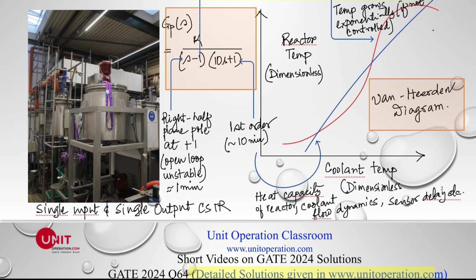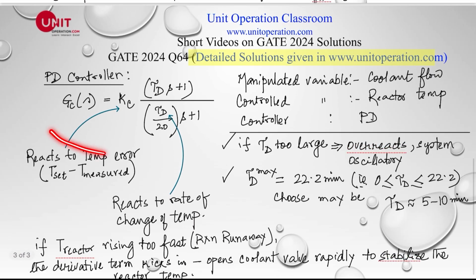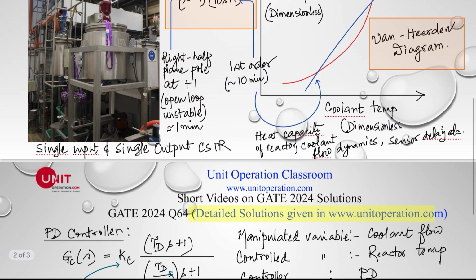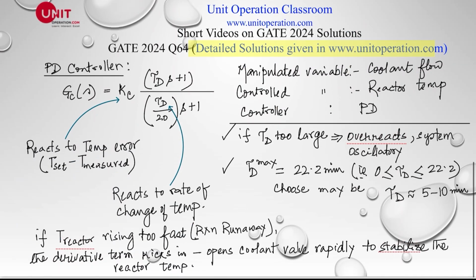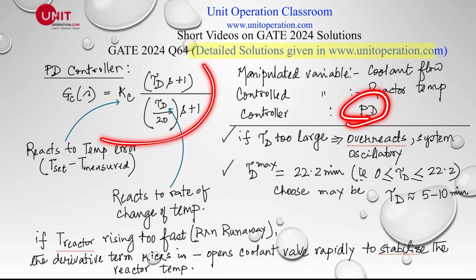As I say, this could be a typical example for this process GP. It might be this one. So how do you control this? This is my PD controller. For the controller, the manipulated variable would be coolant flow, and the controlled variable is going to be the reactant temperature inside here, and we are using a PD controller.